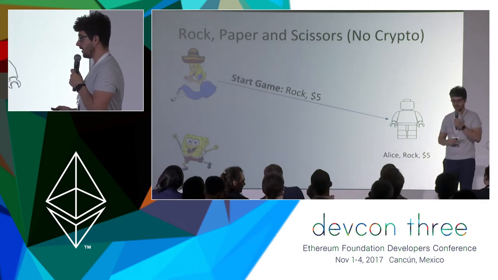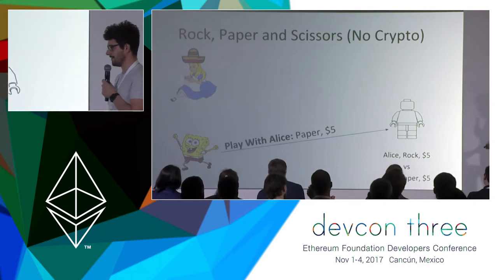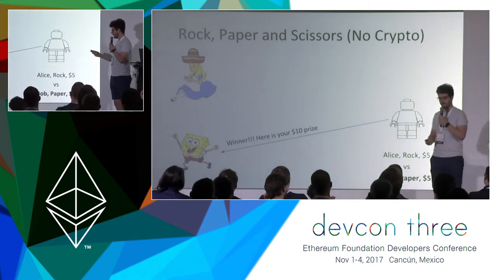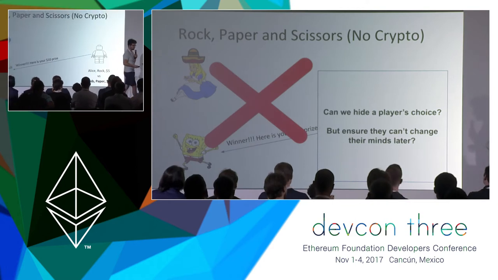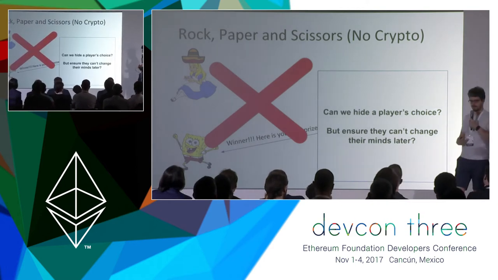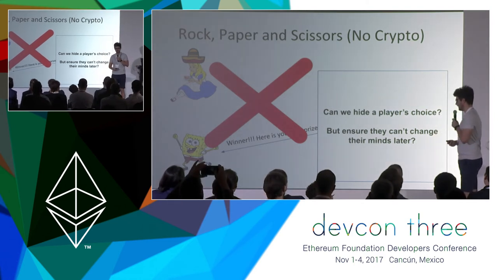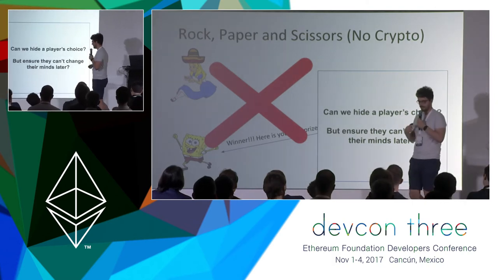So she'll reveal rock and say, I want to bet $5 in my rock, paper, scissors game. Bob can look at the contract and say, well, Alice just played rock, so I'm just going to play paper and win $5. The contract evaluates that and comes back to say, oh, well, you won the $10, you won the prize. So really, we can't actually play rock, paper, scissors in a public setting like a smart contract without using any cryptography. So what do we need to actually build this?